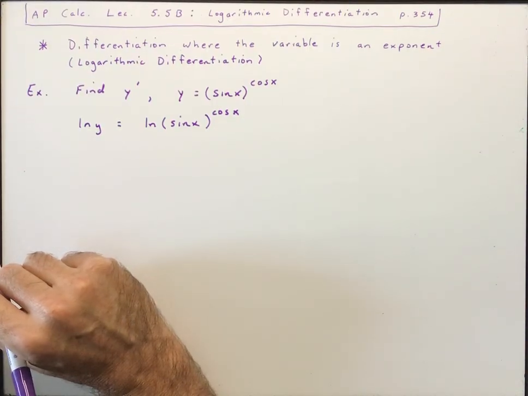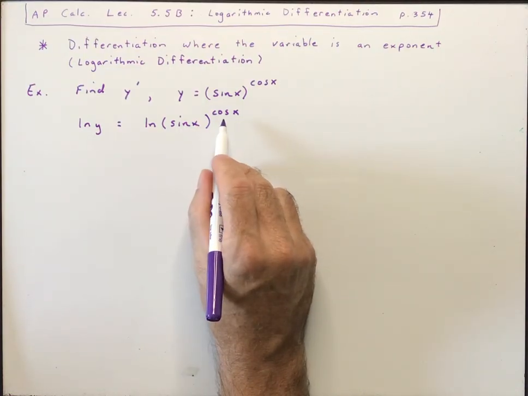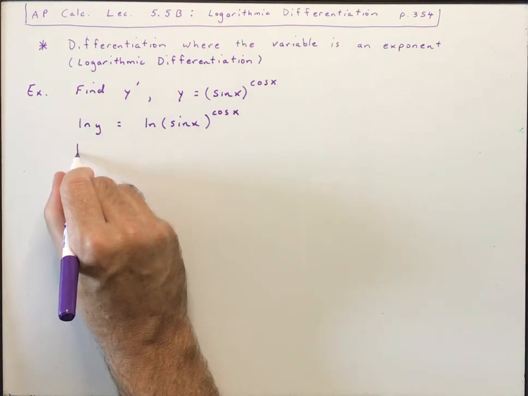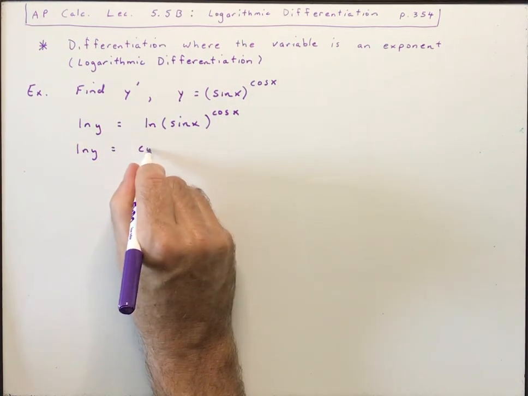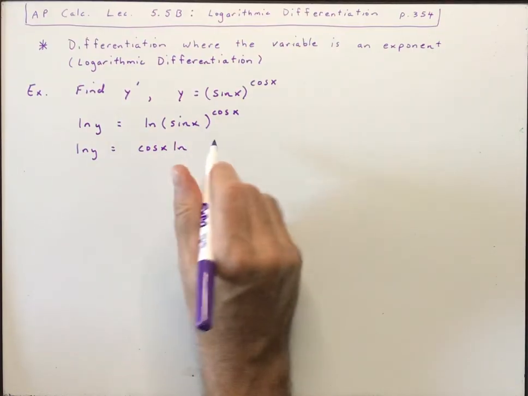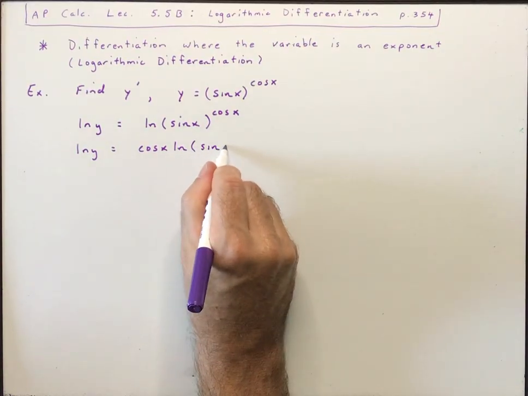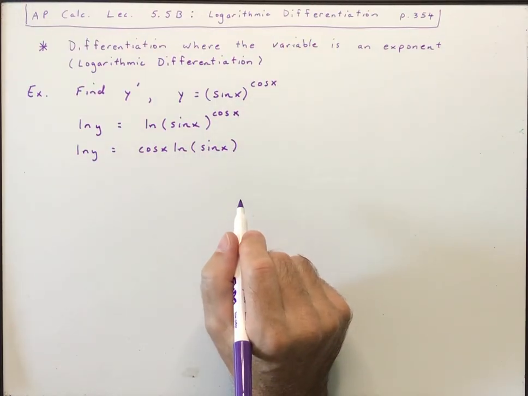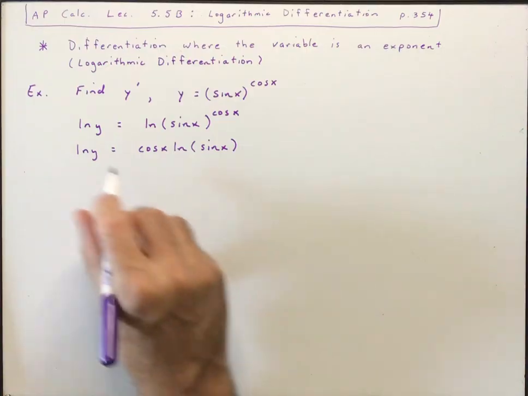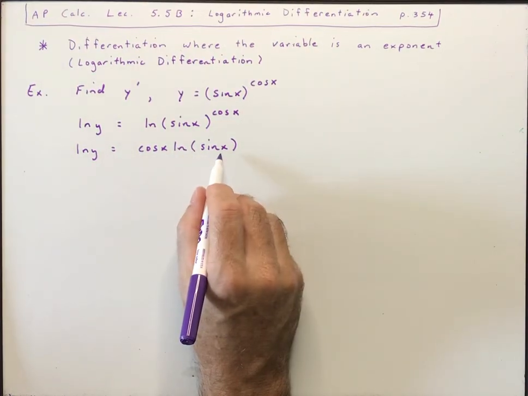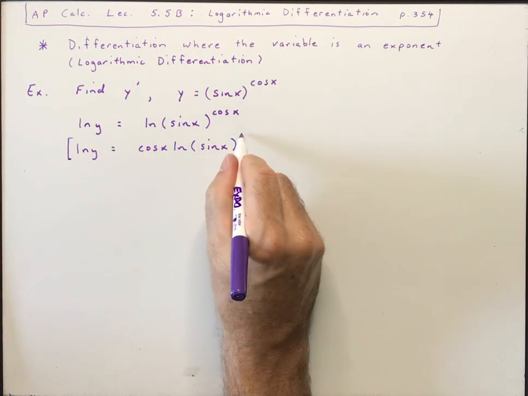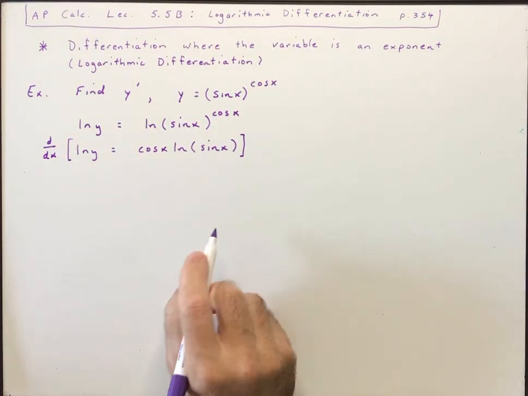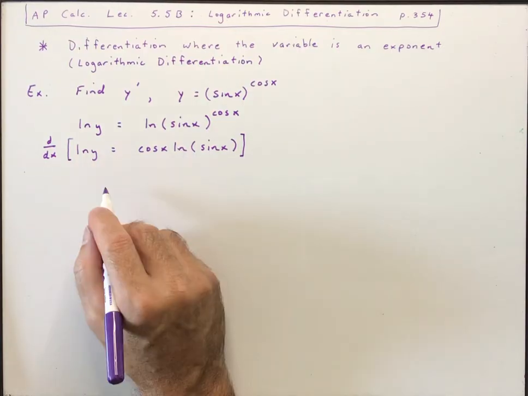All right. So now I'm going to use the properties of logs to bring that exponent cosine x out front. So we'd have the natural log of y is equal to cosine x times the natural log of sine x. All right. So now we've got it simplified. I'm going to take the derivative with respect to x of both sides. So this is the implicit differentiation.